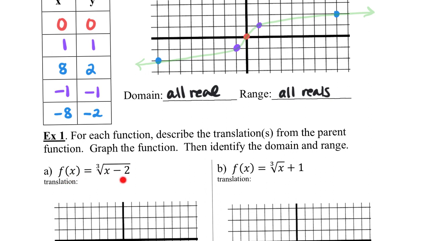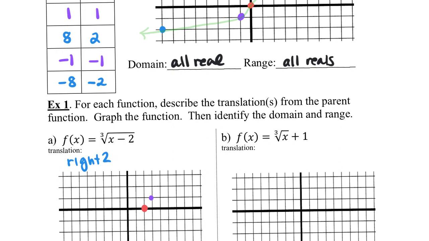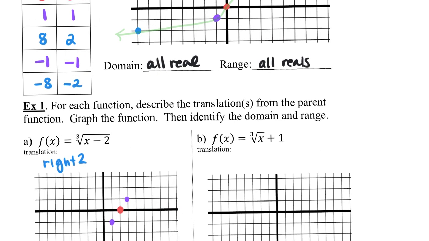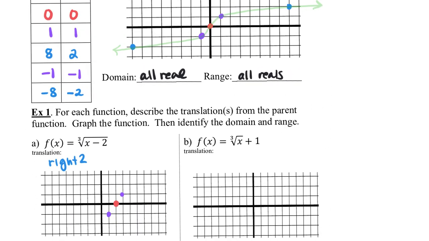Okay, so for this function, let's describe the translation from the parent function. Well, since the x minus 2 is in the radical, it's going to go right 2. Okay, so from the origin, it's going to go right 2. So let's go ahead and move it right 2. Okay, now the next 2 points, these little purple dots, one is 1, 1, one is negative 1, 1, because the third root of 1 is 1, and the third root of negative 1 is negative 1.